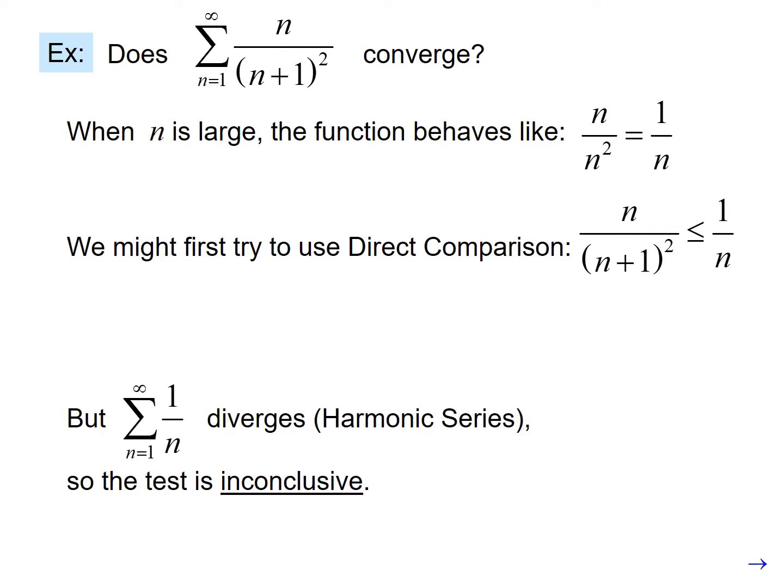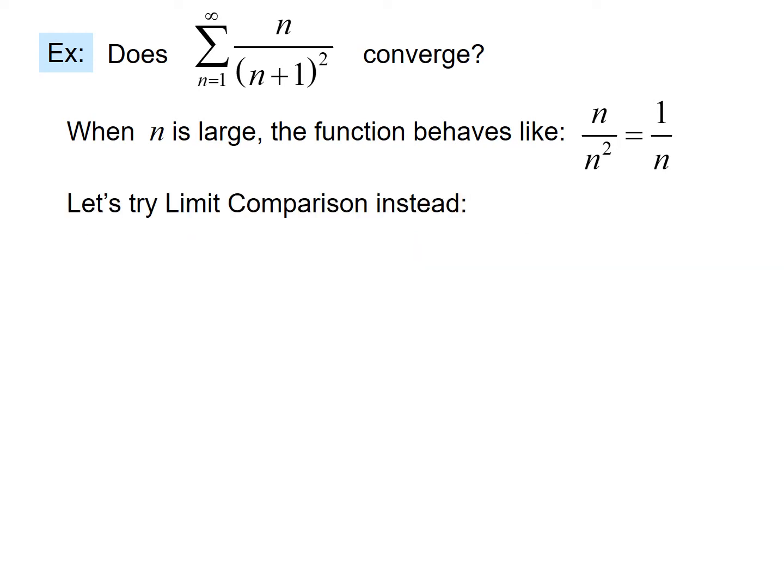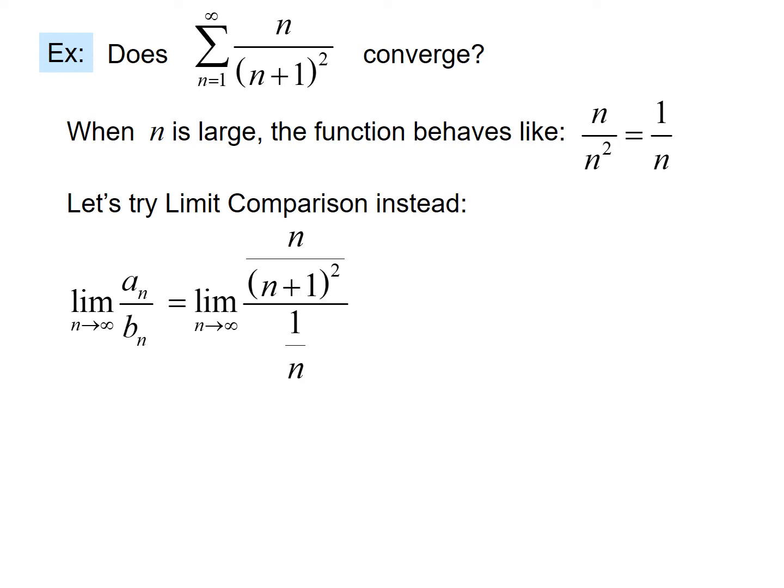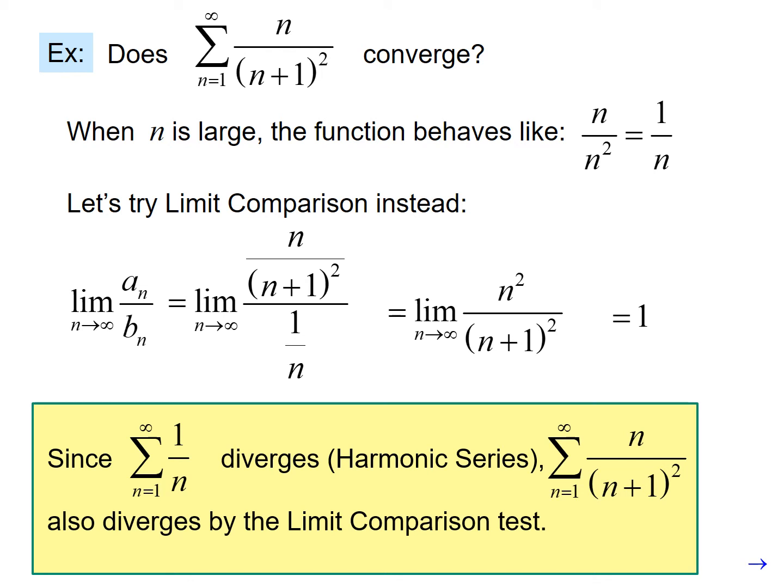So we need to rethink things, and now we'll go ahead and try limit comparison. So trying limit comparison instead, take the limit of one over the other, use some algebra to simplify that down, and we know that that plus 1 is going to be insignificant as we go towards infinity. This is the limit as n goes to infinity of n squared over n squared, and that's 1, which is a number between 0 and infinity. So both of these series have the same behavior. Since the sum of 1 over n diverges, being the harmonic series, the sum of n over n plus 1 squared also diverges by limit comparison.